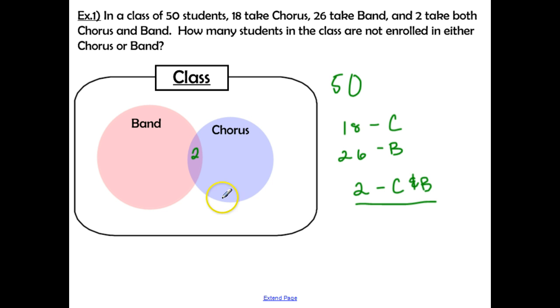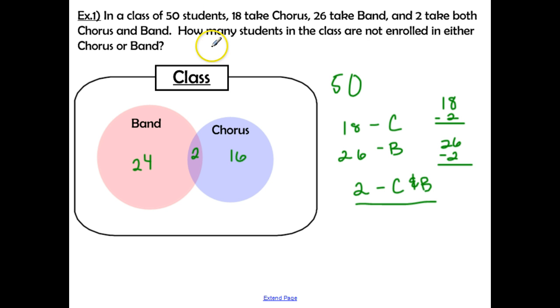Then, from the total 18 that are supposed to be in chorus, if we have 2 taking both, how many are supposed to be in just chorus? So we would take that 18, subtract the 2 that are in both, and then we're left with 16 students in chorus. Now we're going to do the same for band. In that whole pink circle should be 26. We've already counted for 2 of those kids that are doing both. So we can take the 26 total in band, subtract the 2 we've already counted, and then we'll be left with 24 students that are in just band.